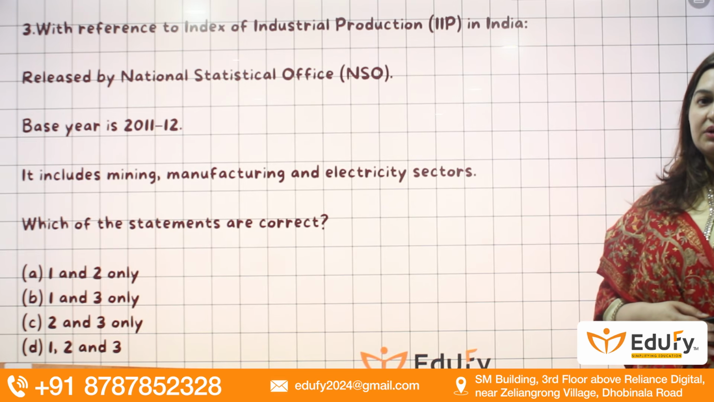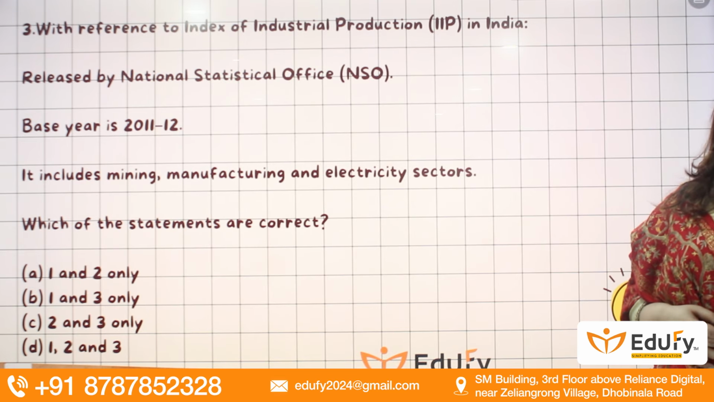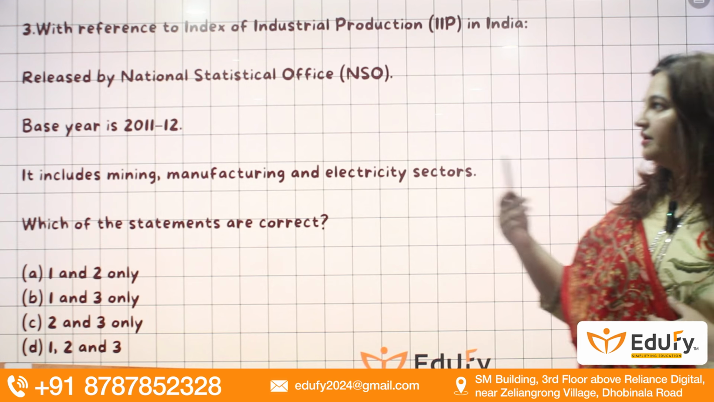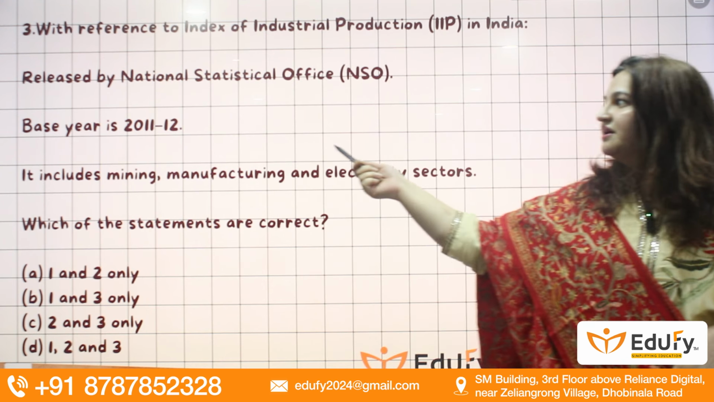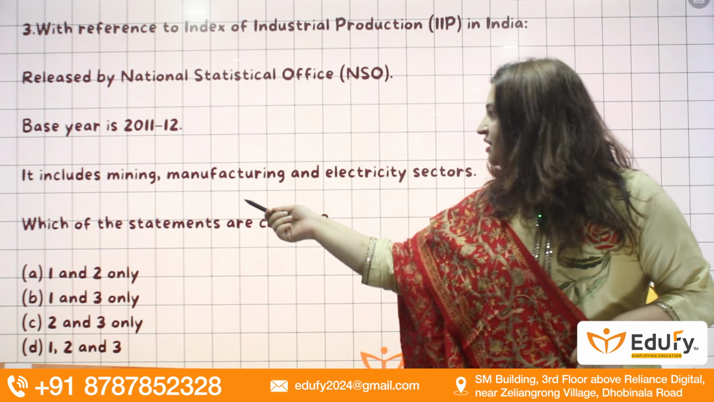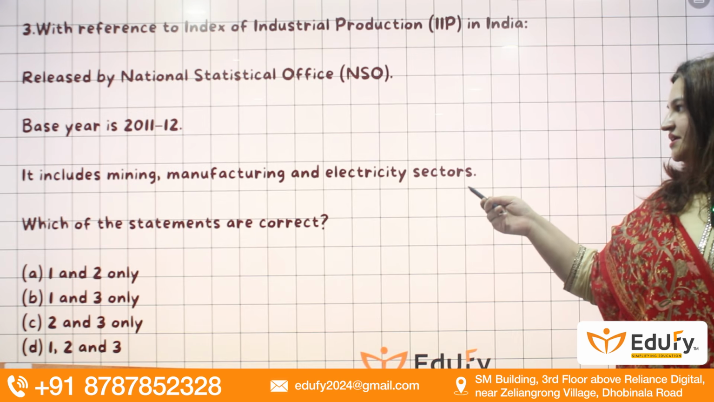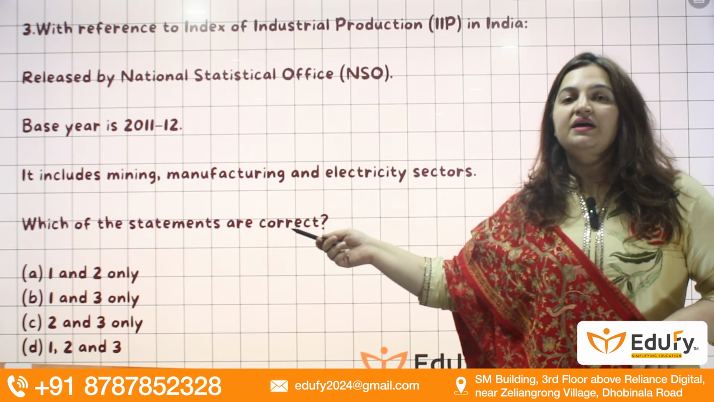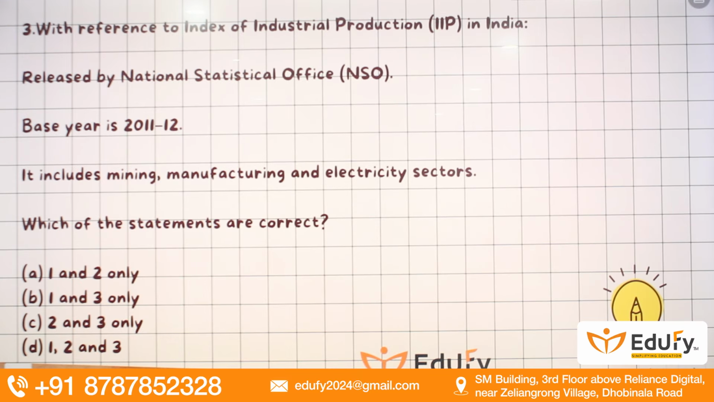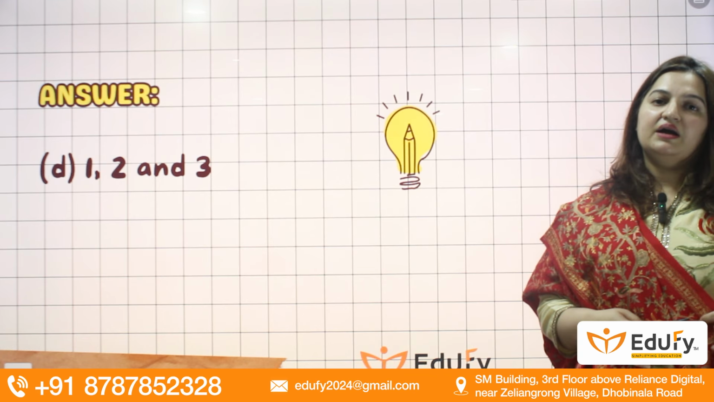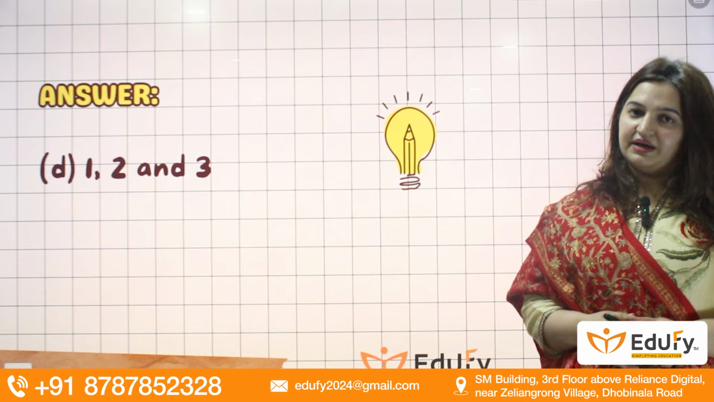Coming to the next question, with respect to the index of industrial production, that is released for understanding the growth of the manufacturing sector or industry sector. It is released by NSO. The base year is 2011-12. It includes mining, manufacturing and electricity sector. So which of the above are the correct statements? 1, 2; 1, 3; 2, 3; 1, 2, 3. And your answer is 1, 2 and 3. All are correct statements with respect to IIP.